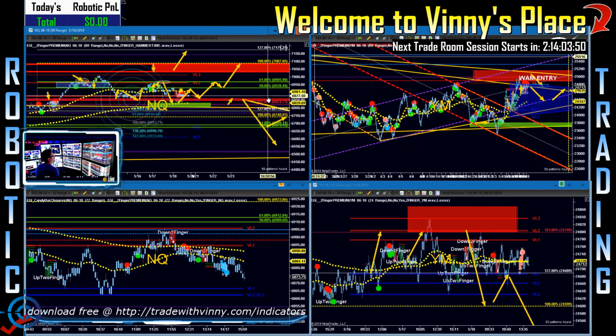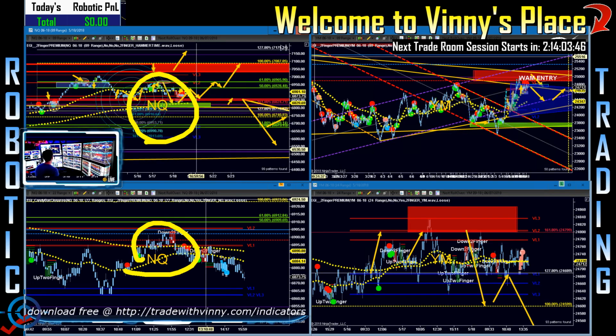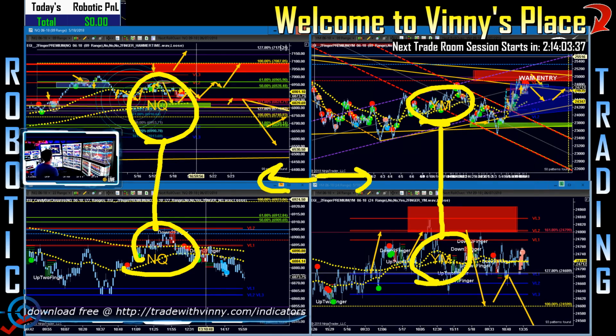So the top left chart up here is our 89. And again, over here we've got NASDAQ. Both of these are NASDAQ charts. These are kind of connected together. Over here we have the Dow. These two are connected together. Okay. So again, Dow over here, NQ over here.